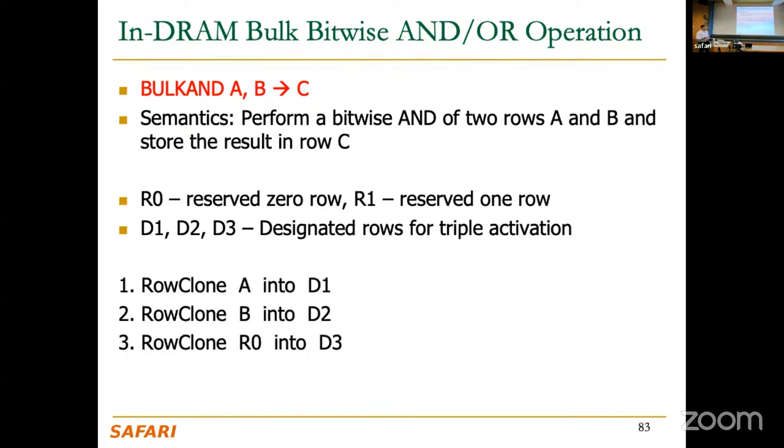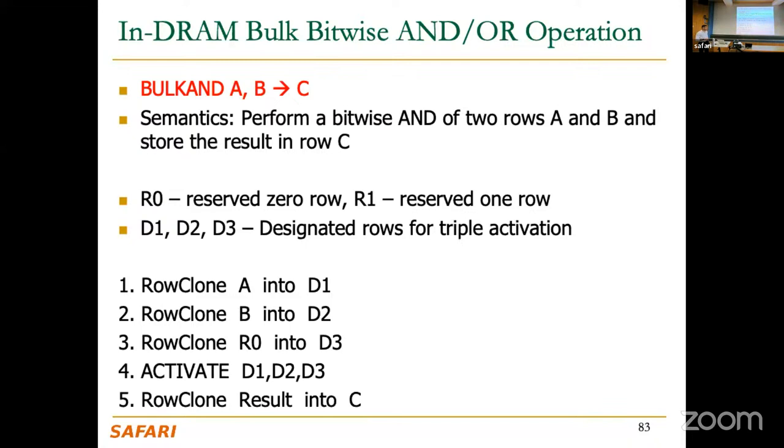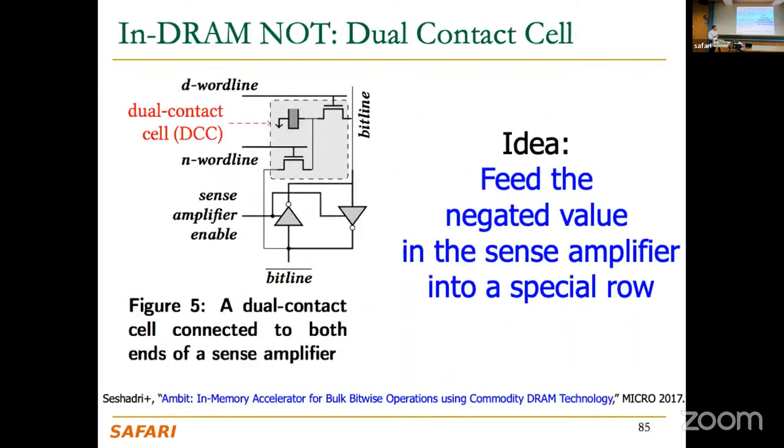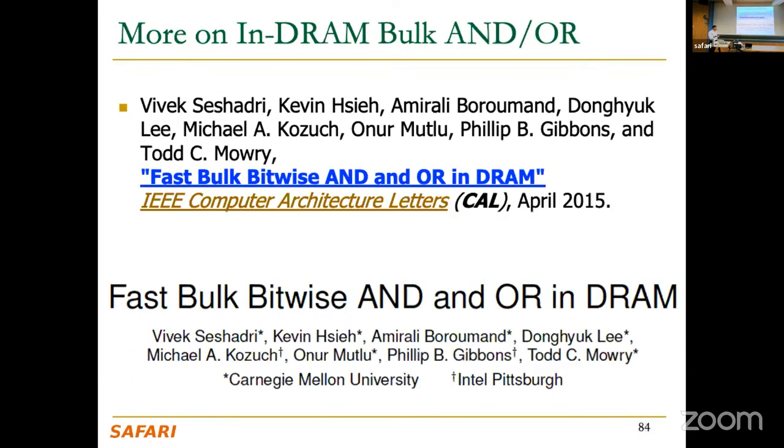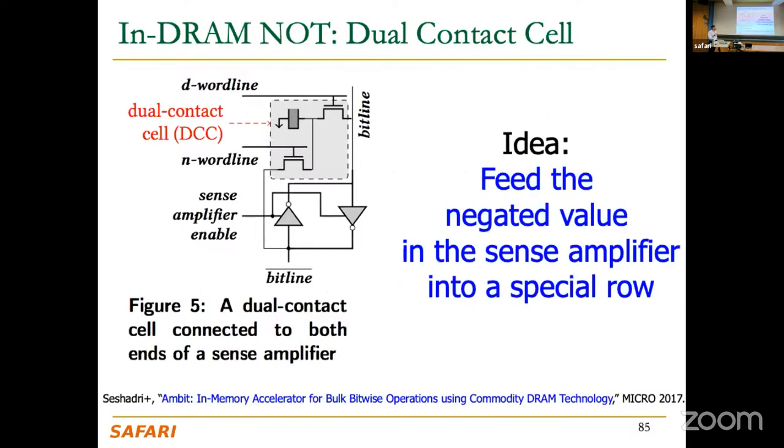And then RowClone is going to do this operation by copying those data into those designated rows first using RowClone, and then doing this triple row activation of the three rows. And then finally, the result is going to be stored into the destination row C. This was first proposed in this paper and later on in the MICRO version. So now we have copy, initialization, and OR.